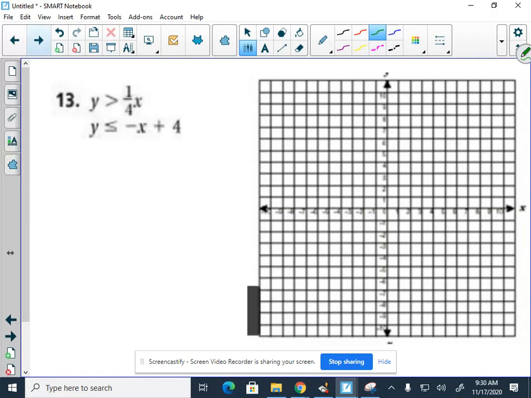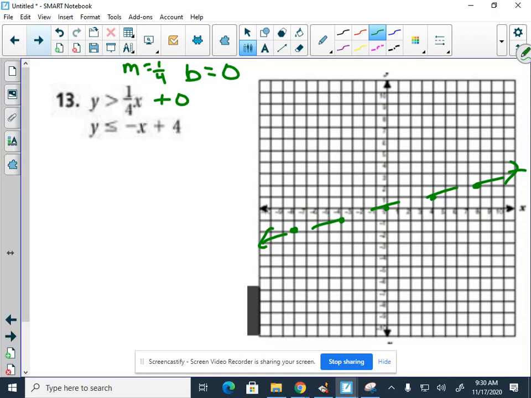All right. So 13. M is 1/4. B would be 0. There's nothing there, but we got to have a starting point. So since there's no number, that number's got to be 0. So I'm going to go to 0 and put a dot. Then I'm going to go up 1, right 4. Up 1, right 4. I can go down 1, left 4. Down 1, left 4. I'm going to put a dashed line because it doesn't have the underline.